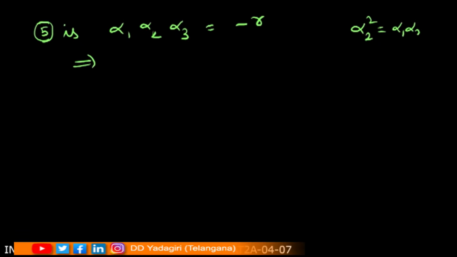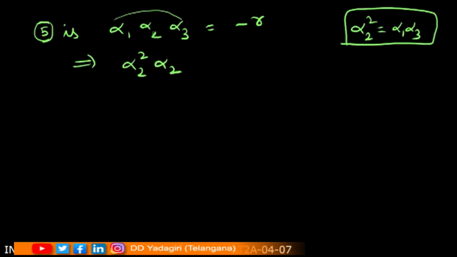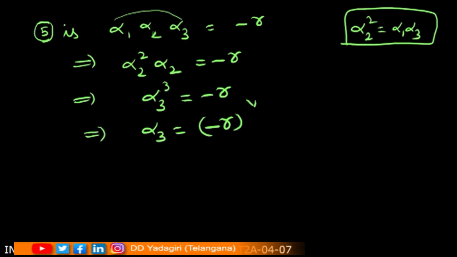So from equation 5, we know that alpha 2 square is equal to alpha 1 alpha 3. So in place of alpha 1 alpha 3 we can substitute alpha 2 square. Alpha 2 square into alpha 2 is equal to minus r. This implies alpha 2 cube is equal to minus r. This implies alpha 2 is equal to minus r whole to the power of 1 by 3.